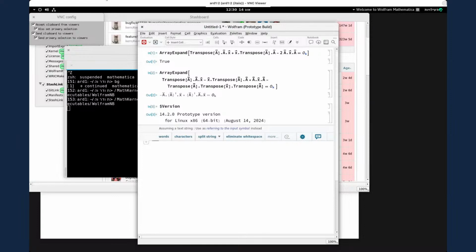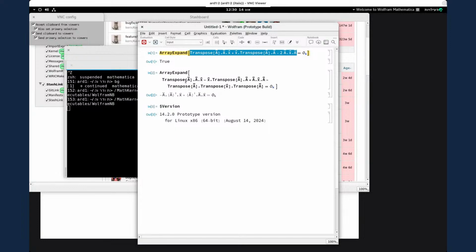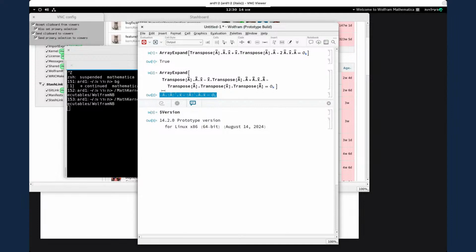Today's Mac build failed, but today's Linux build did not fail. You see, this is from August 14th. And as I promised, we have this new function called ArrayExpand, and it does prove this identity, and it cancels out the things which are cancelable, but leaves the things that are not cancelable alone. Since I did promise that, I wanted to circle back and show that indeed we are working on this, and we'll have more to show in that next release.